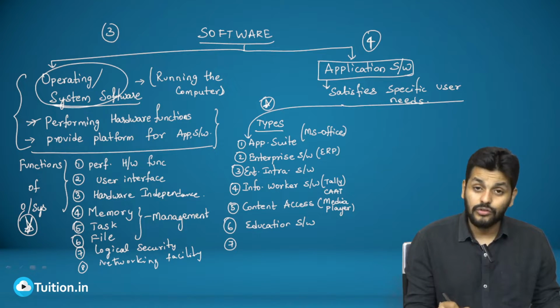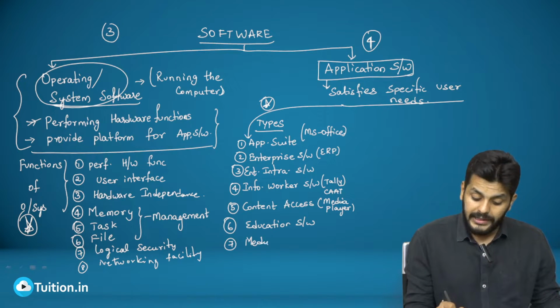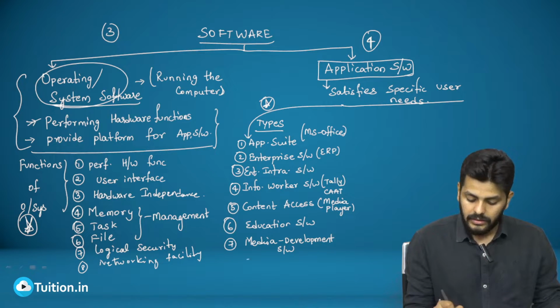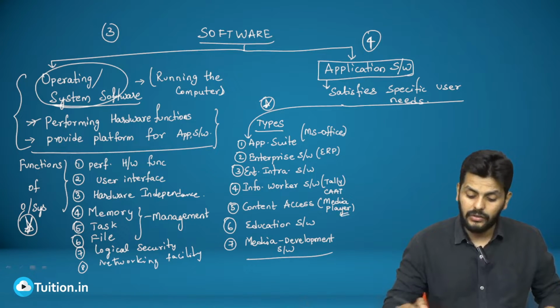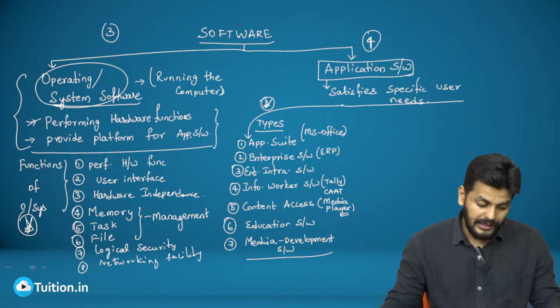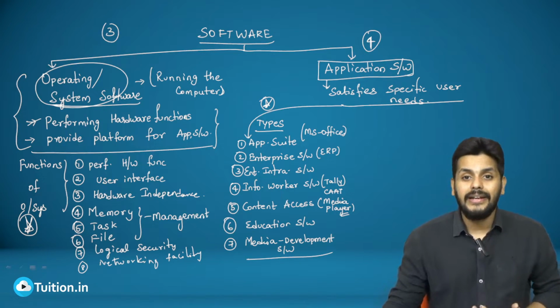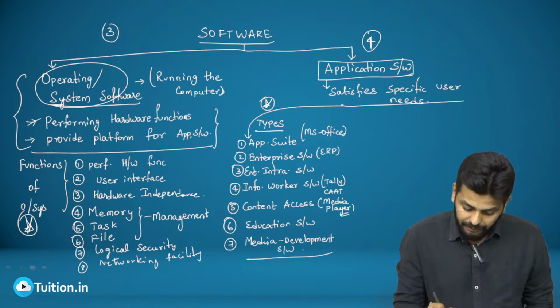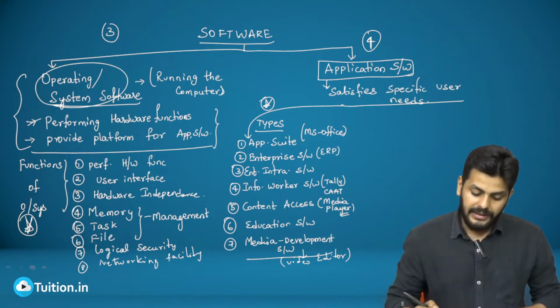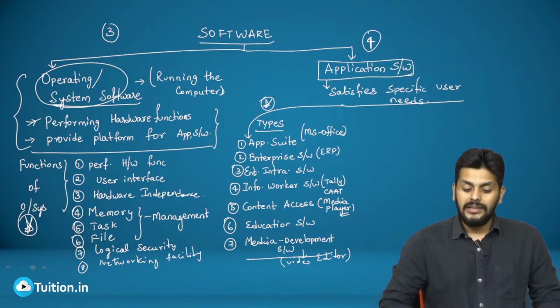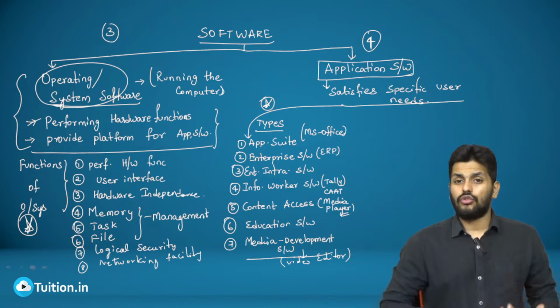And then the last one is called media development software. This has nothing to do with media access software. Media players play media, but media development software is what develops media, like what music directors or video editors use. A video editor, video editing tools, all those are called media development software. So right now, these are the 7 different application software types.